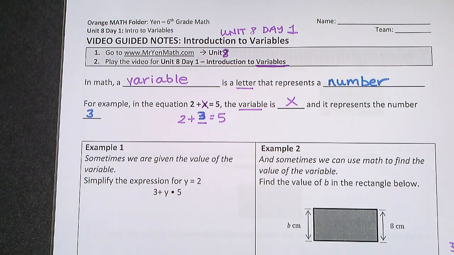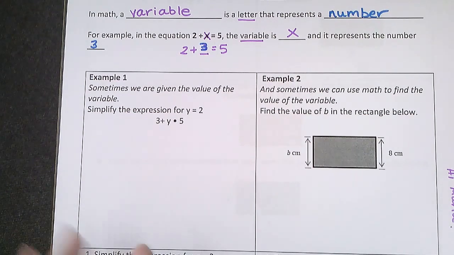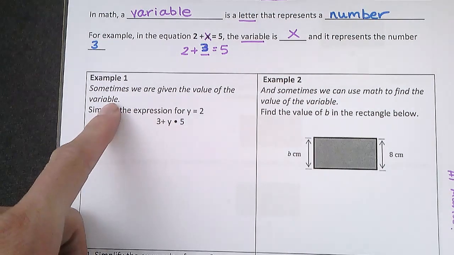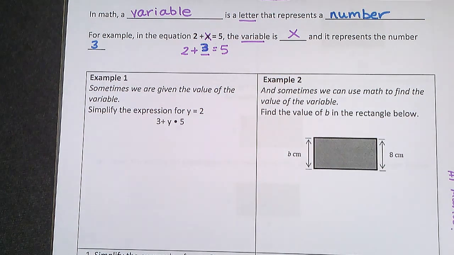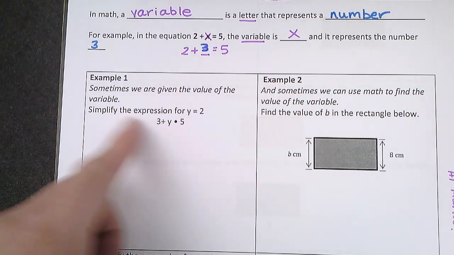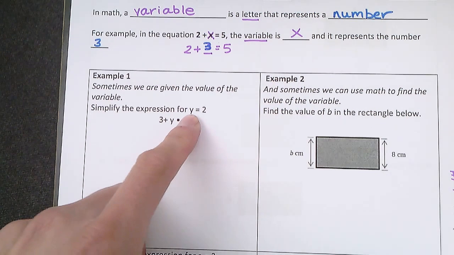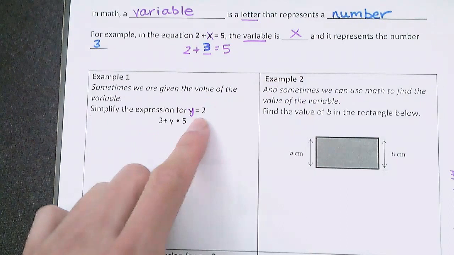Okay, so let's look at two examples of how we can work with variables. In example 1, sometimes we are given the value of the variable. This is what we were doing at the end of Unit 7. Simplify the expression for y = 2. So it's telling us that the variable y is equal to 2.